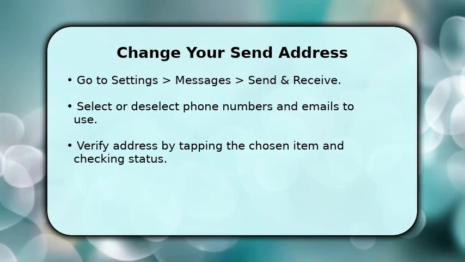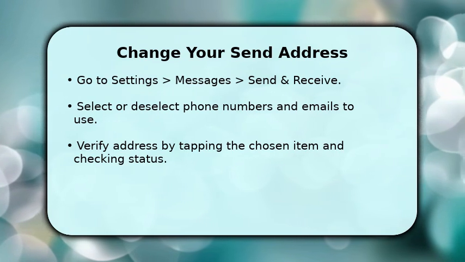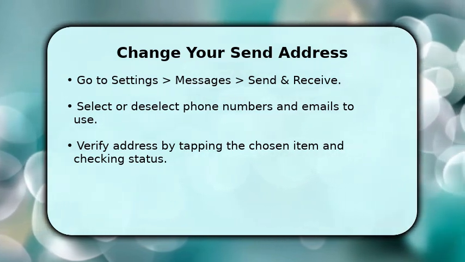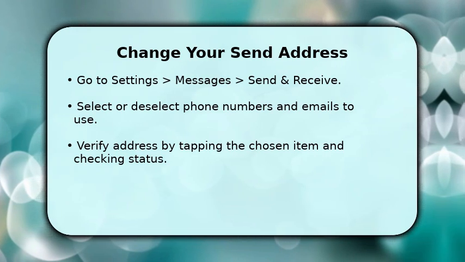Open Settings, tap Messages, then Send and Receive. You'll see a list of phone numbers and emails linked to your Apple ID. Tap to select the one you want people to see.